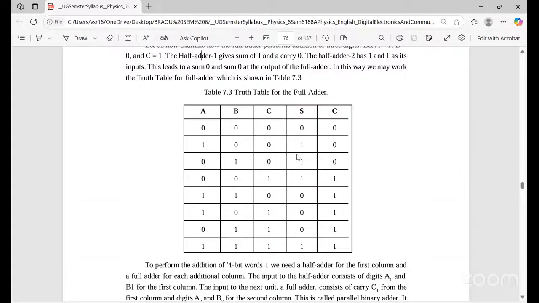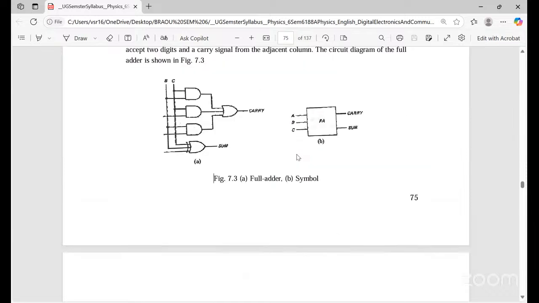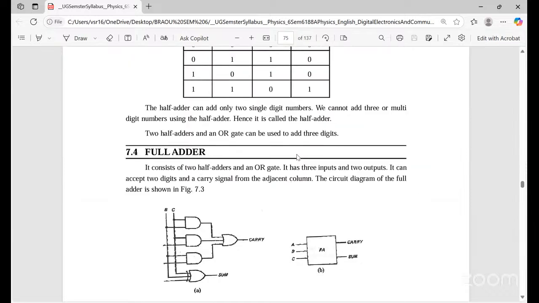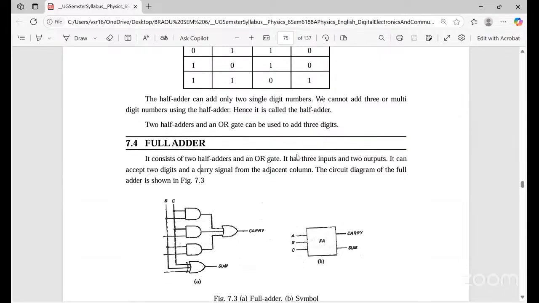See the full adder truth table. You can see here, full adder. So how many AND gates are there? These are the AND gates. 1, 2, 3 AND gates. This is the one OR gate. This is the one XOR gate. The XOR gate always gives you sum. The AND gates always give you carry.